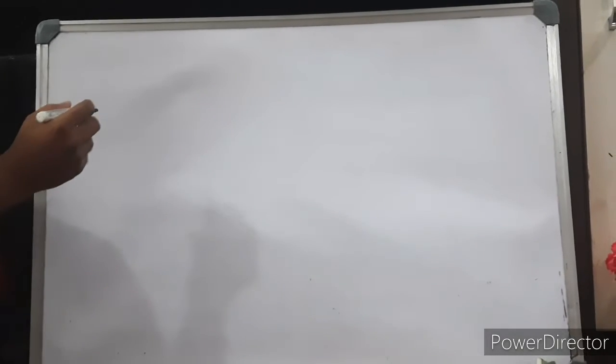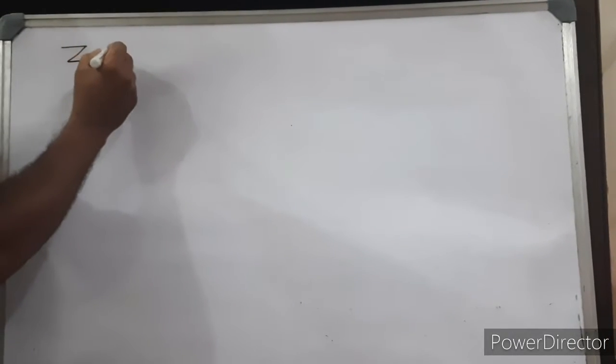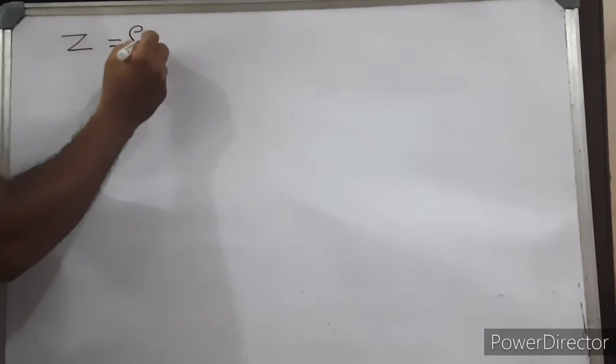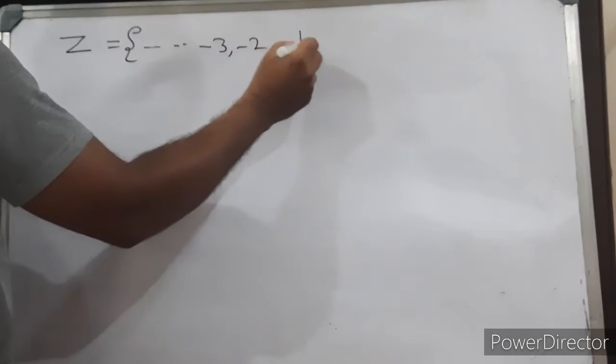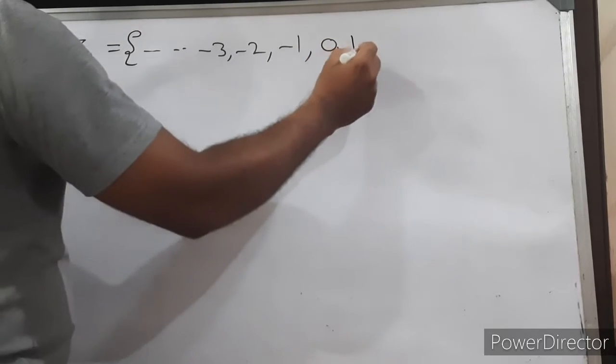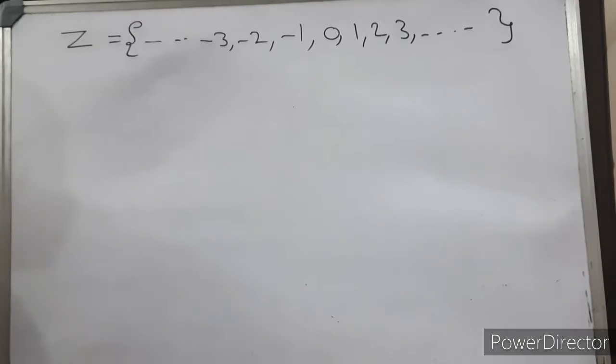Today we have to learn properties of integers. Before going to properties of integers, we have to learn about integers. So what do we mean by integers? Integers are denoted by the letter Z. Z is equal to ..., -3, -2, -1, 0, 1, 2, 3, and so on. These are integers.